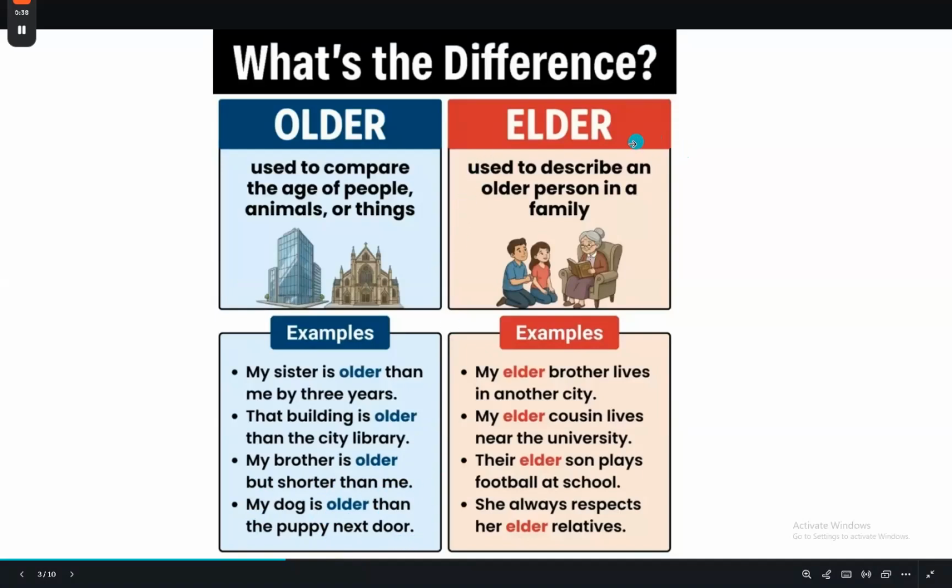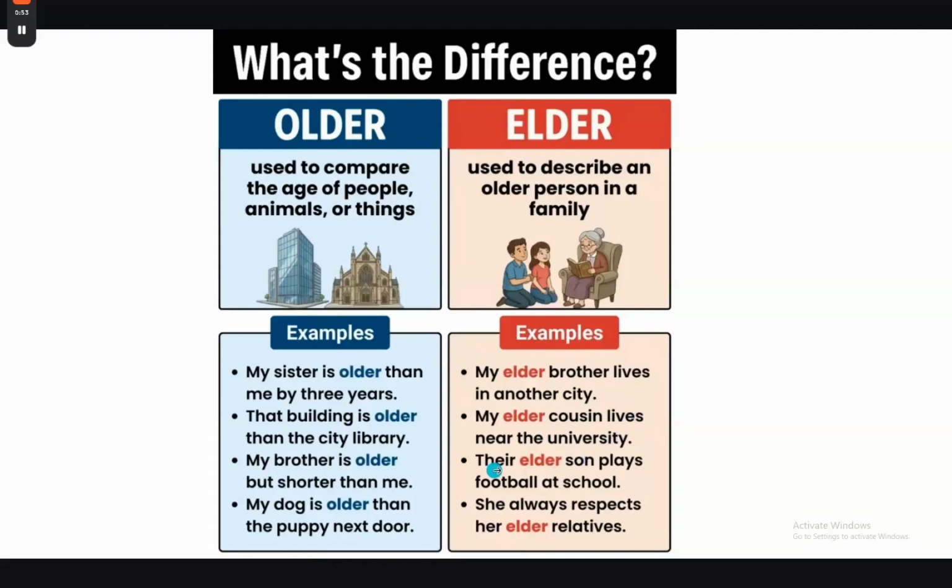The word elder is used to describe an older person in a family. For example, my elder brother lives in another city. Number two, my eldest cousin lives near the university.